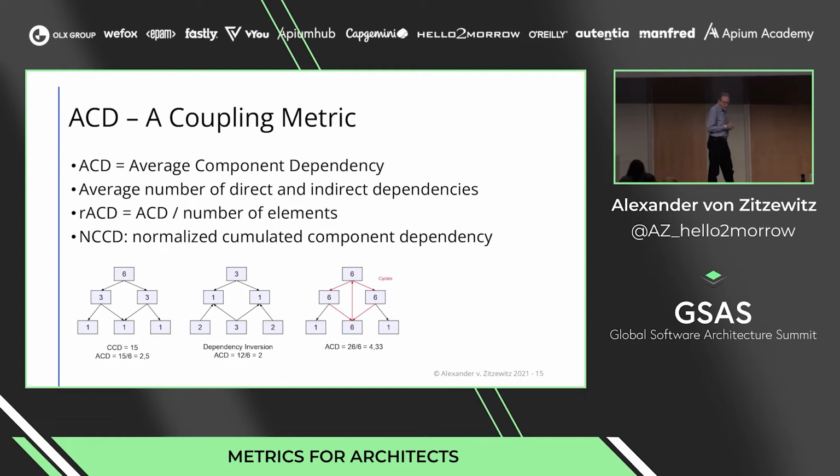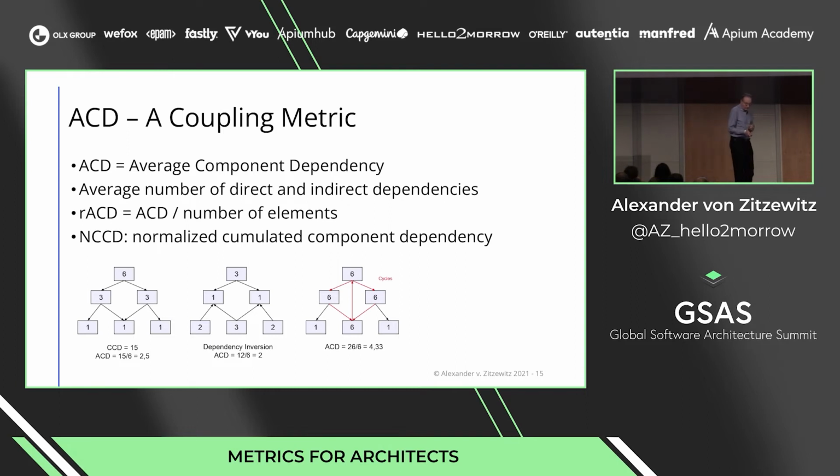And you can try to normalize it. One way to normalize it is to divide it by the number of components again. So if you divide the 2.5 again by 6, because we have 6 units, then you get relative ACD. That's basically ACD divided by the number of elements. And relative ACD turns out to be the same metric as propagation cost. Remember, Cassandra, propagation cost 62%. That was that particular metric.